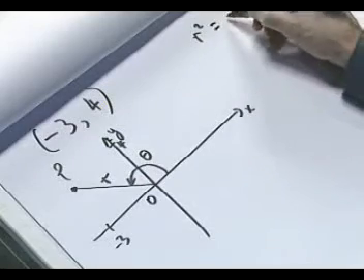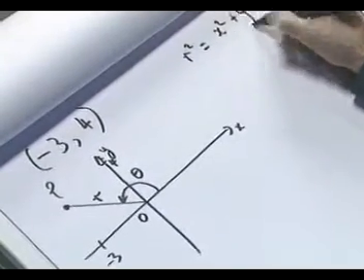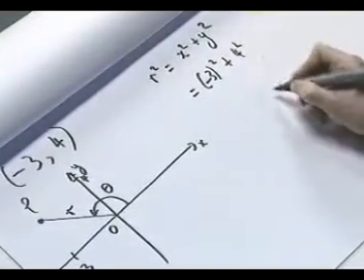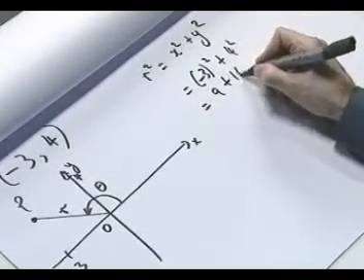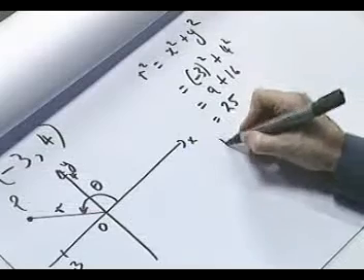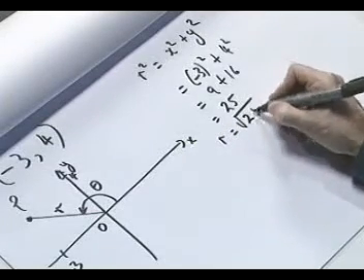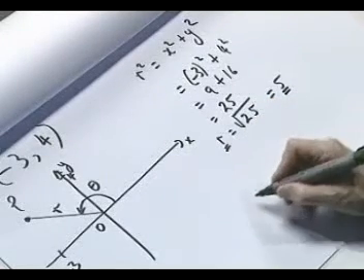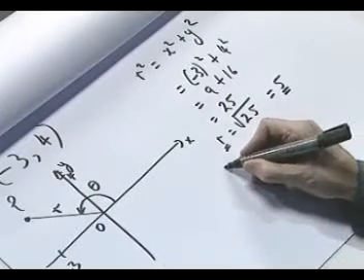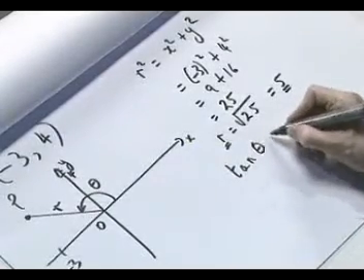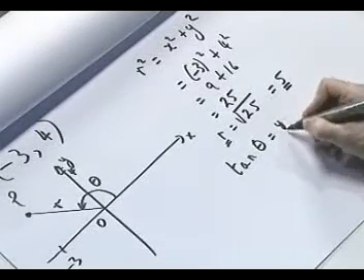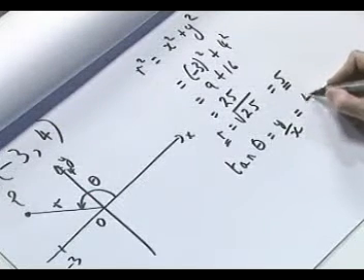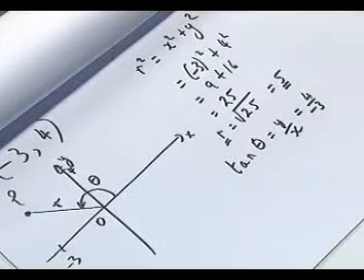So r squared is equal to x squared plus y squared, which in this case is -3 squared plus 4 squared. That's 9 plus 16 gives us 25. And so r is the square root of 25, which is just 5. What about finding theta now? Well, tan theta is y over x, which gives us 4 over -3.